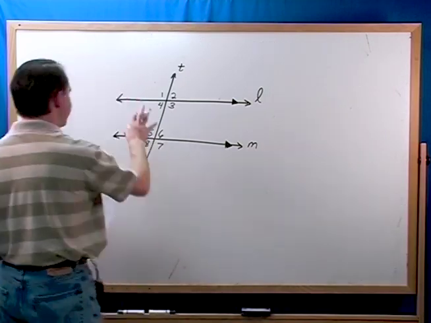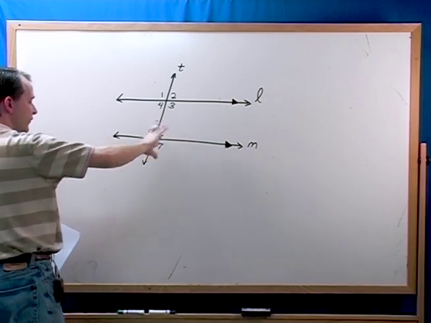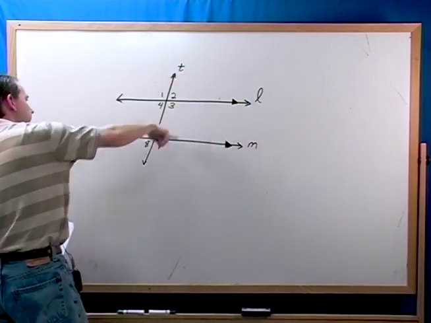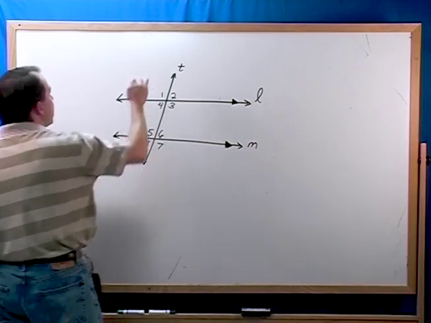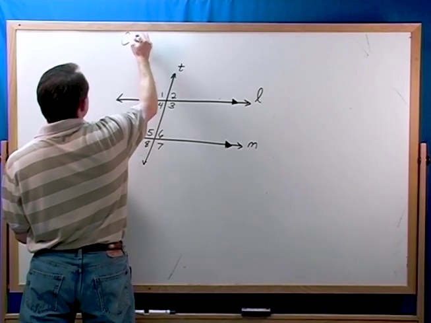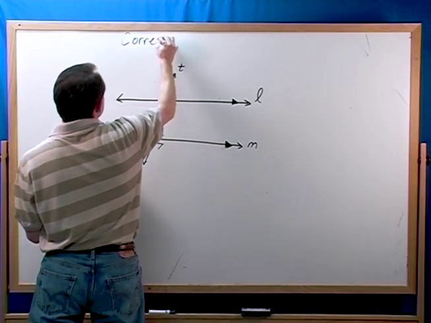Now we're going to use the same exact drawing that we had before. There's nothing different. We've got the 2 parallel lines, L and M, the 1 transversal, and the 8 angles that are formed. And now we're going to talk about corresponding angles.